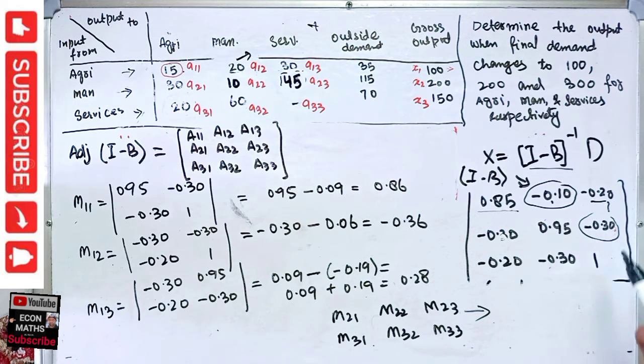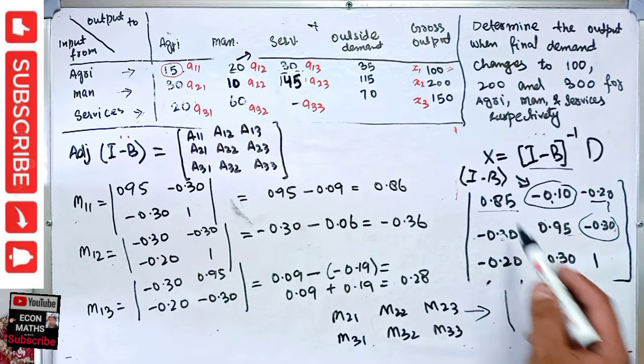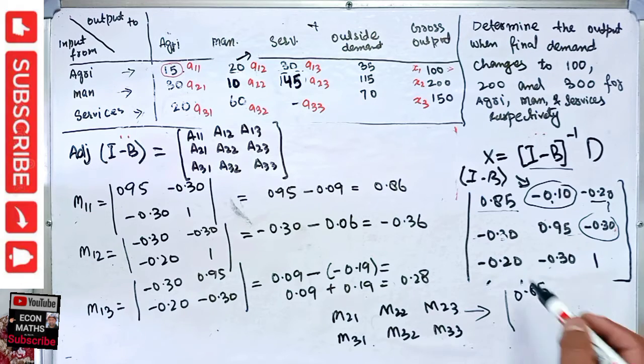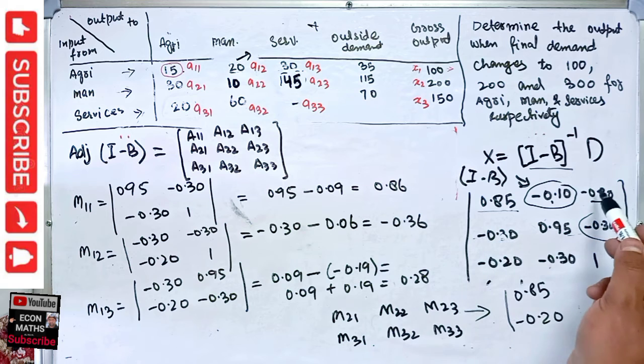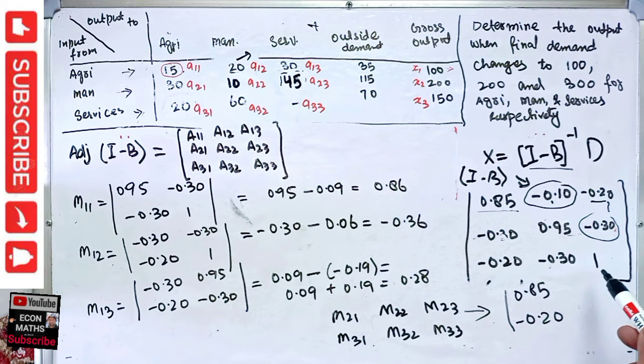Okay, so here we mentally delete this row and this column and take the determinant of the remaining elements. If we delete this row and this column, we will get this 0.85 and minus 0.20, and then 0.95 and minus 0.30. This is our M23. Similarly, you can calculate M32, M33 and the others.